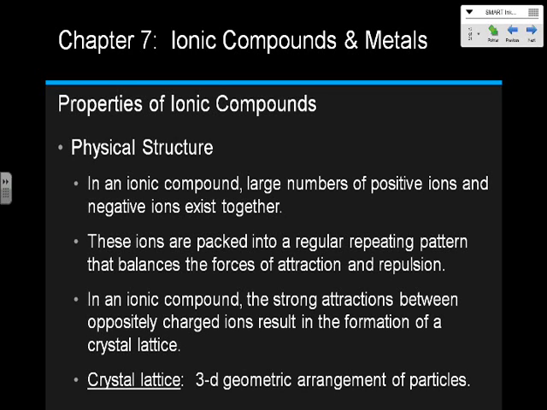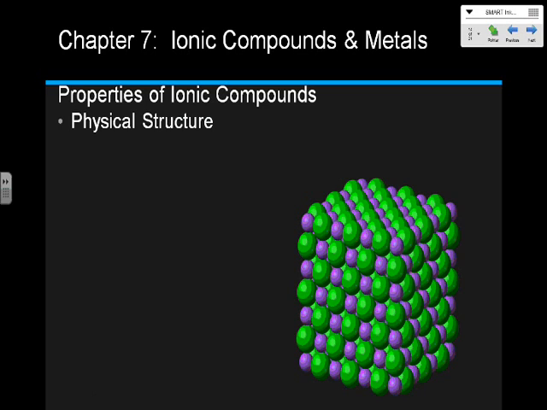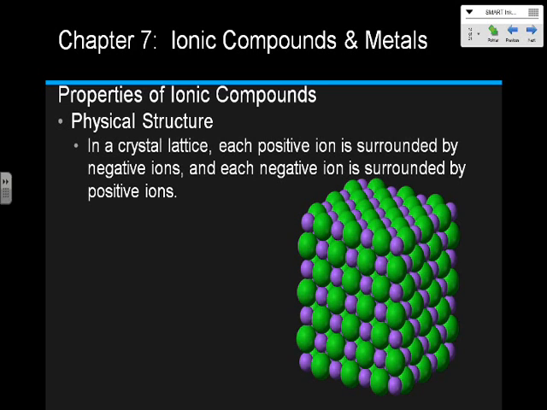A crystal lattice is a 3D geometric arrangement of particles, and you're about to see a picture of one. This is a picture of a crystal lattice of sodium chloride, NaCl. In a crystal lattice, each positive ion is surrounded by negative ions. Chlorine is the small purple atoms, because chlorine, being on the right side of the periodic table, has a smaller atomic radius than sodium. Sodium is the green atoms.